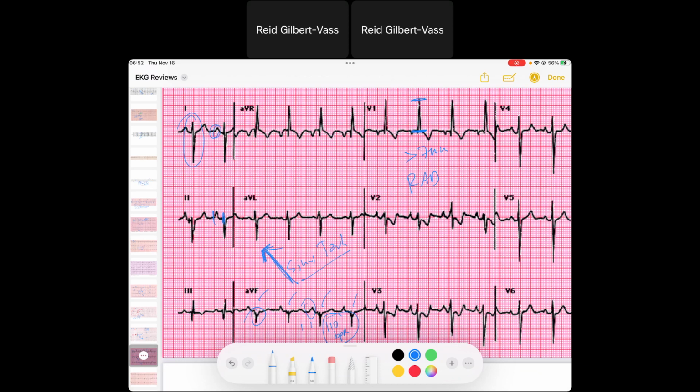So this person's got sinus tach, right axis, or excuse me, not right axis deviation, right ventricular hypertrophy. So this person has sinus tach with right ventricular hypertrophy as evidenced by these large positive forces in the V1 distribution capturing that right ventricular hypertrophy.